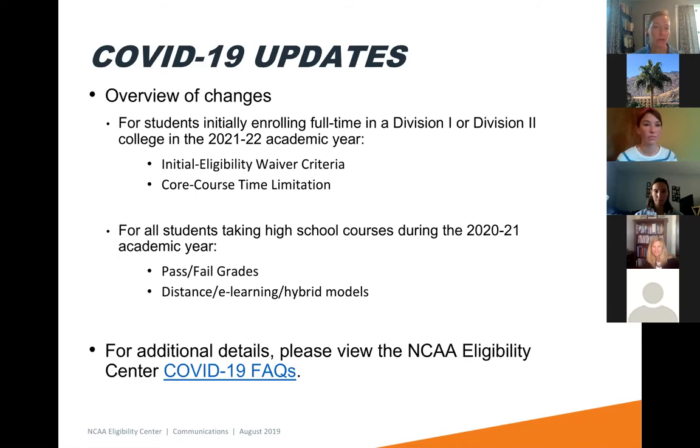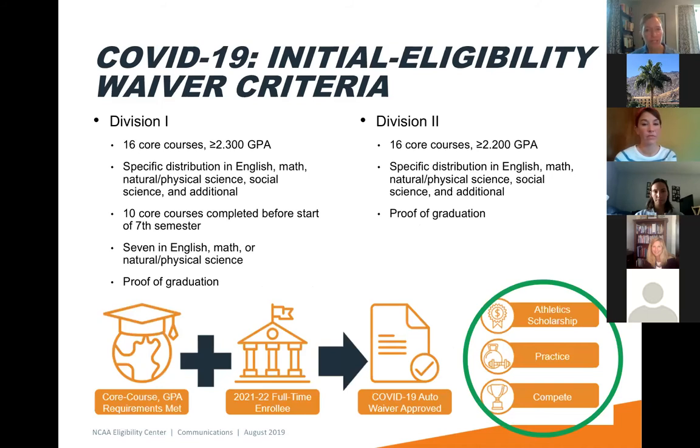And those two items are pass-fail grades. And that was something we heard a lot in the spring, of schools converting to pass-fail grades who didn't typically offer that grading system, but felt that was the fairest thing to do when there was a sudden emergency response or emergency remote instruction. And then we'll also talk about the response to distance e-learning and hybrid models that we're seeing right now. So on the next slide, we'll start digging into these in a little more detail. So for the initial eligibility waiver criteria, and again, this is for students who are enrolling in college in the 2021-22 academic year.